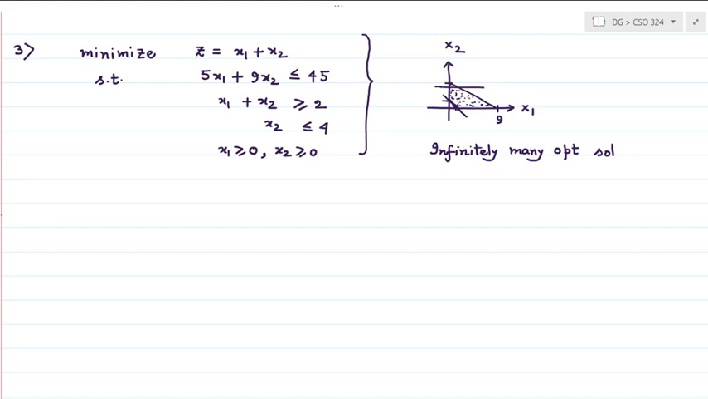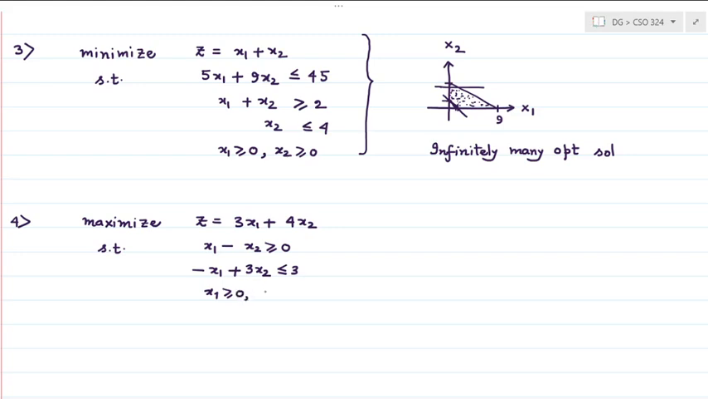Fine. In the fourth problem, we have to maximize z equals 3x1 plus 4x2 subject to x1 minus x2 greater than or equal to 0, minus x1 plus 3x2 less than or equal to 3, x1 greater than or equal to 0, x2 greater than or equal to 0.